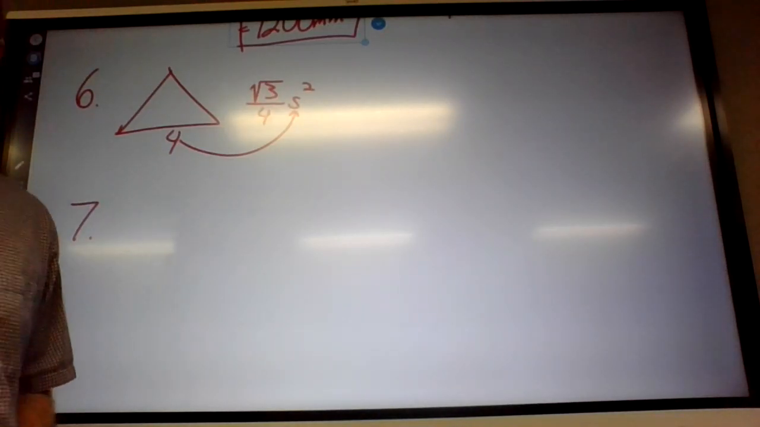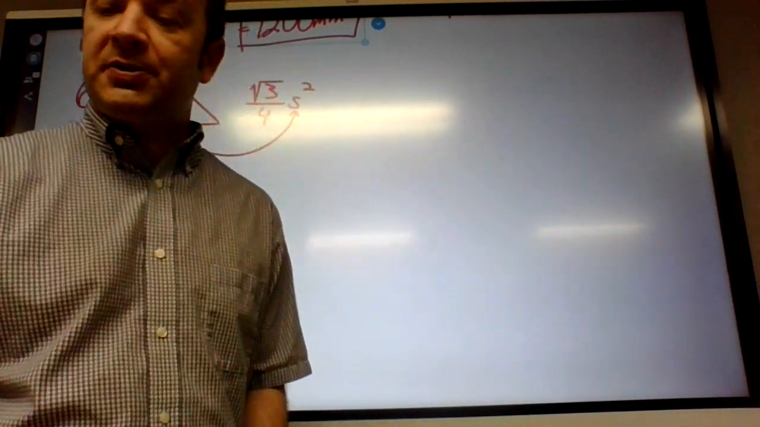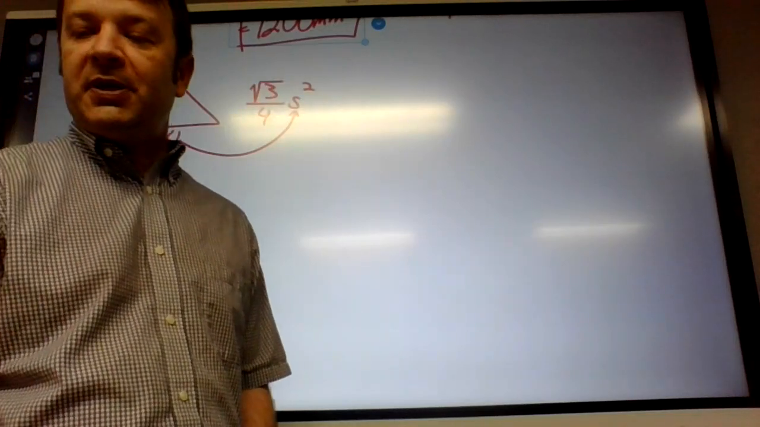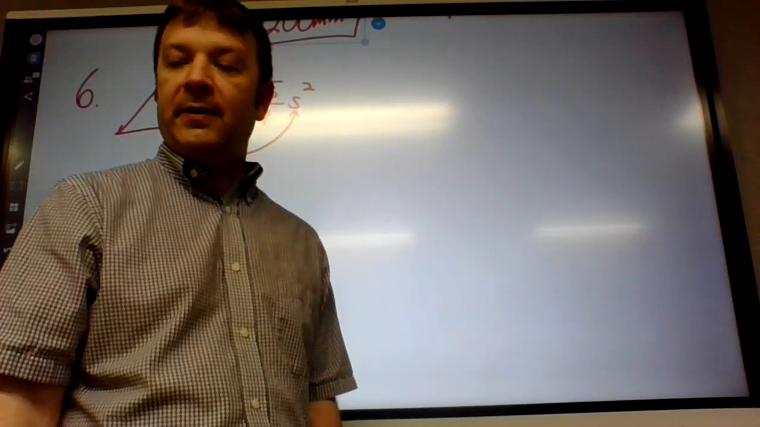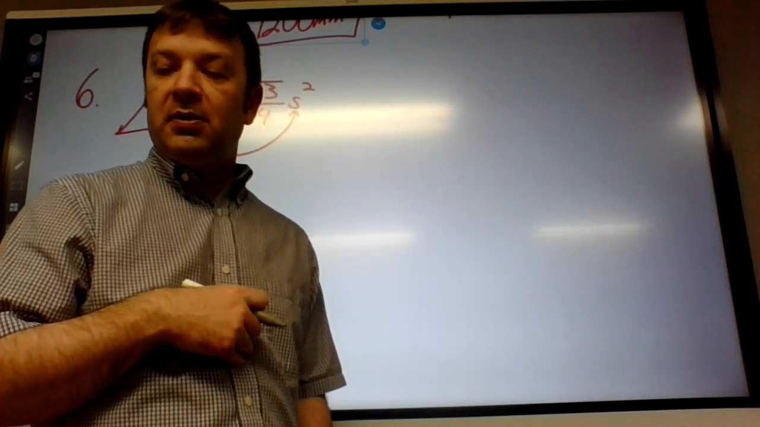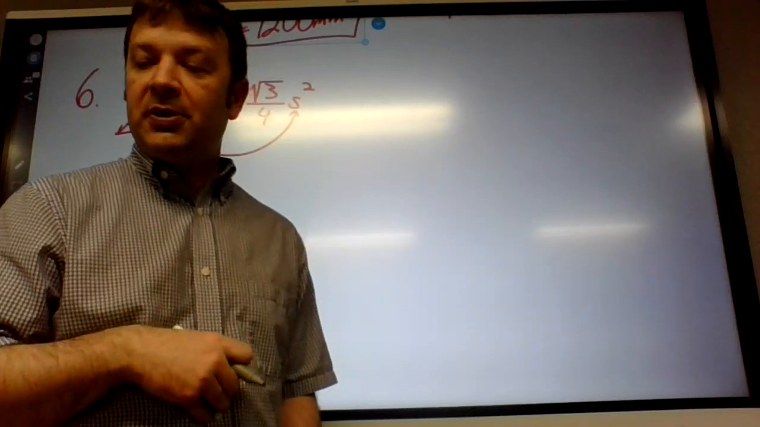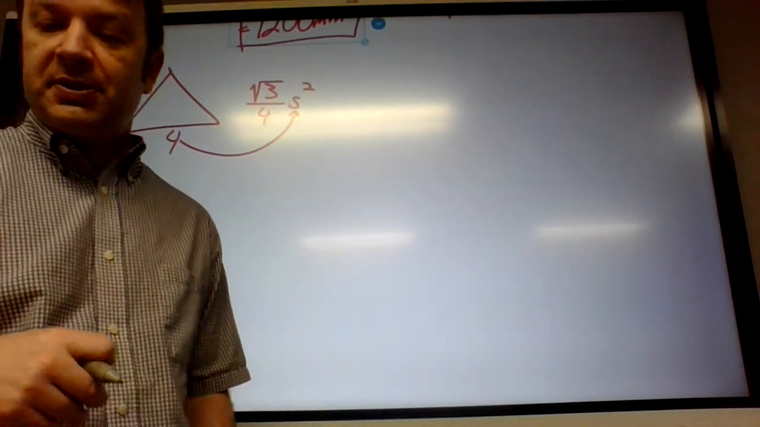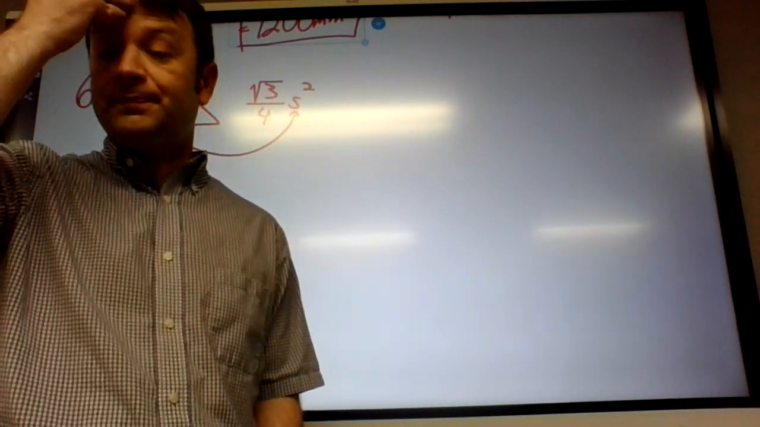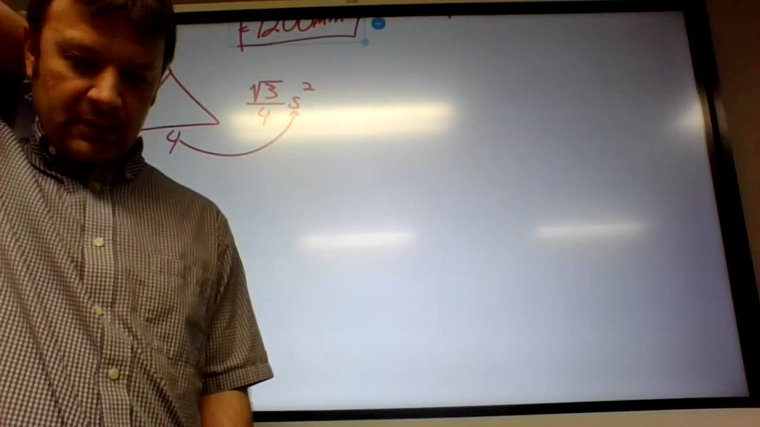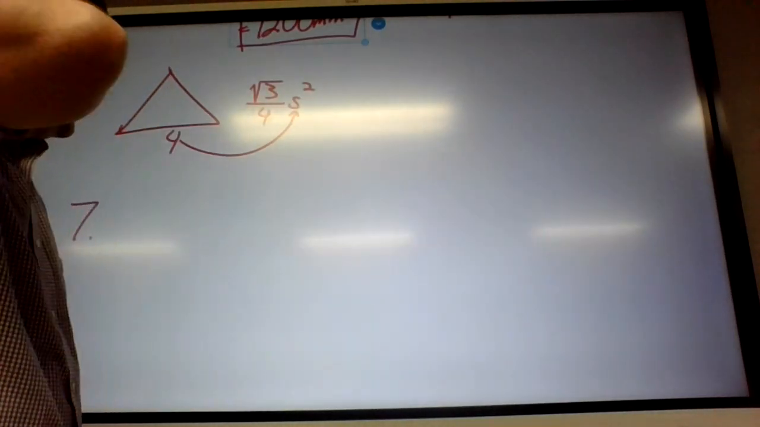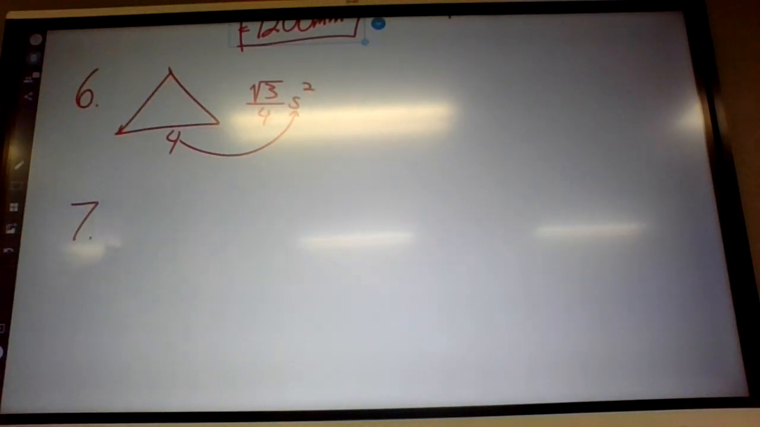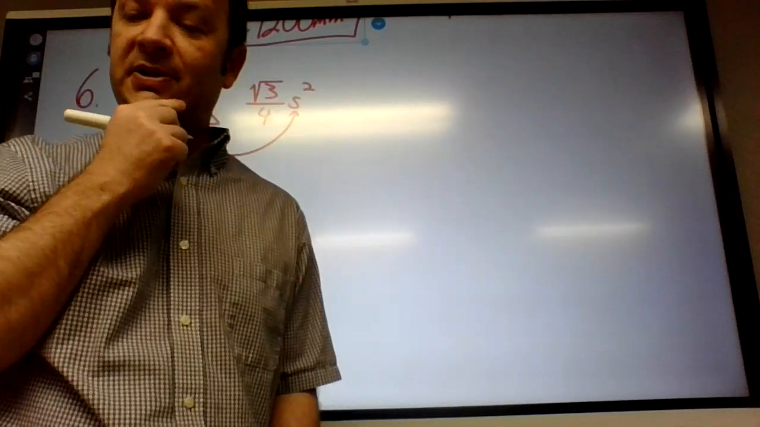Okay, starting on 7, we're actually going to have to find the lateral surface area and the total surface area. Assume 7, 9, and 12 have regular bases, so all the sides are the same. Let's start with the base area.